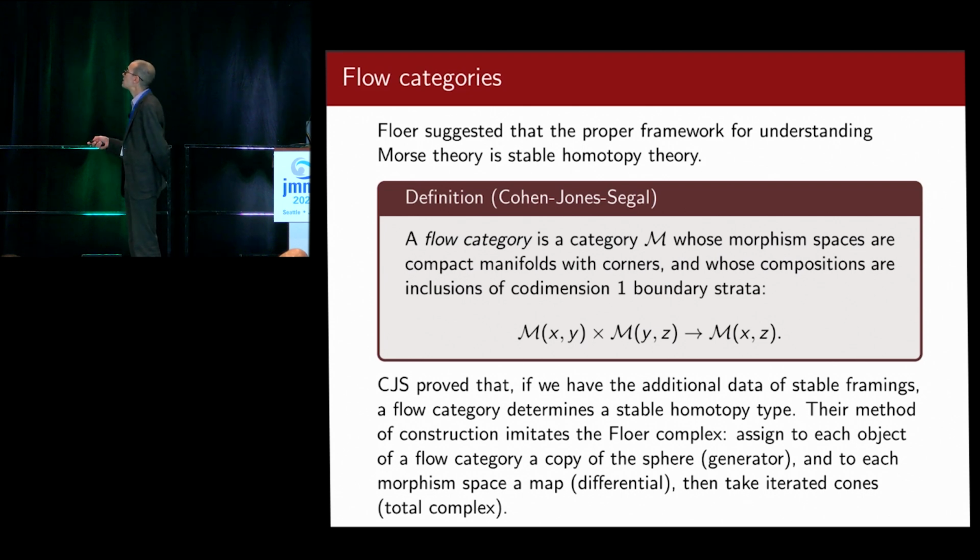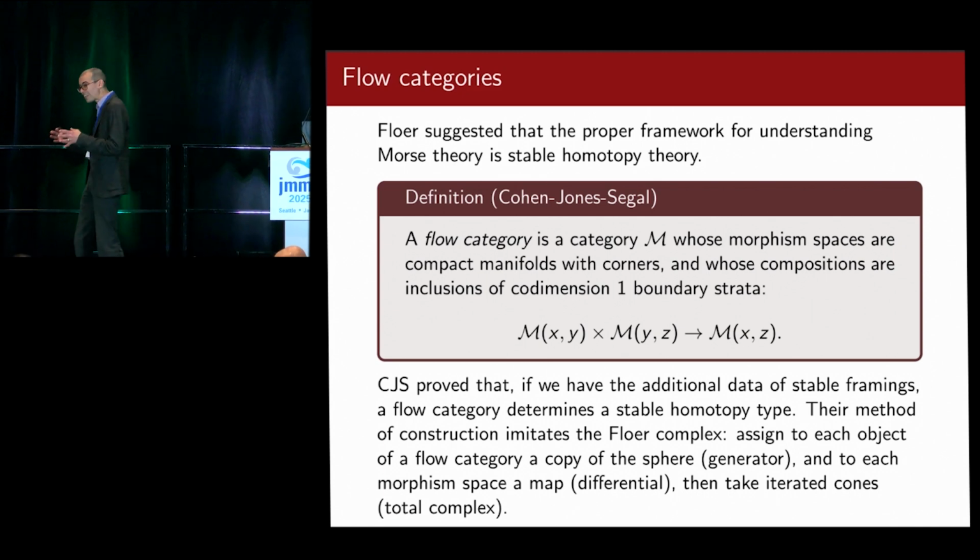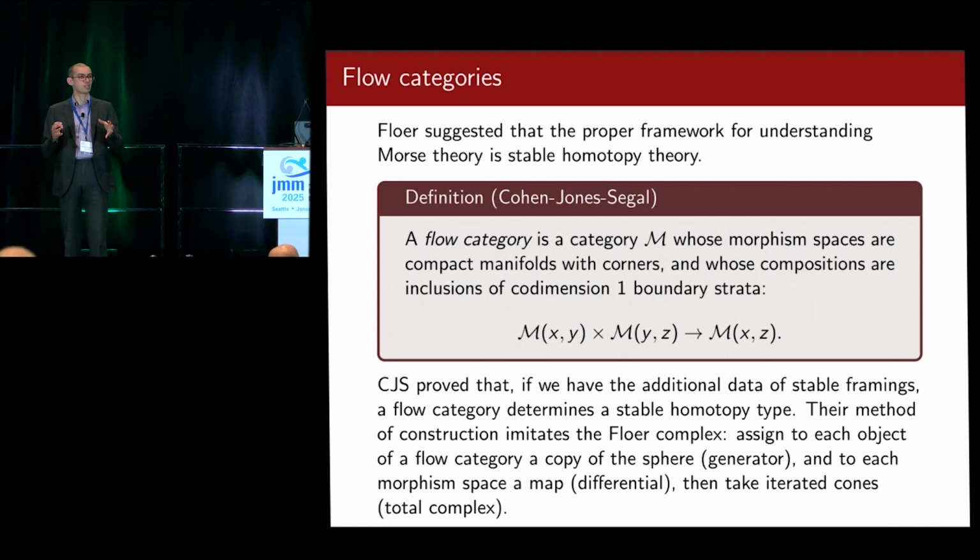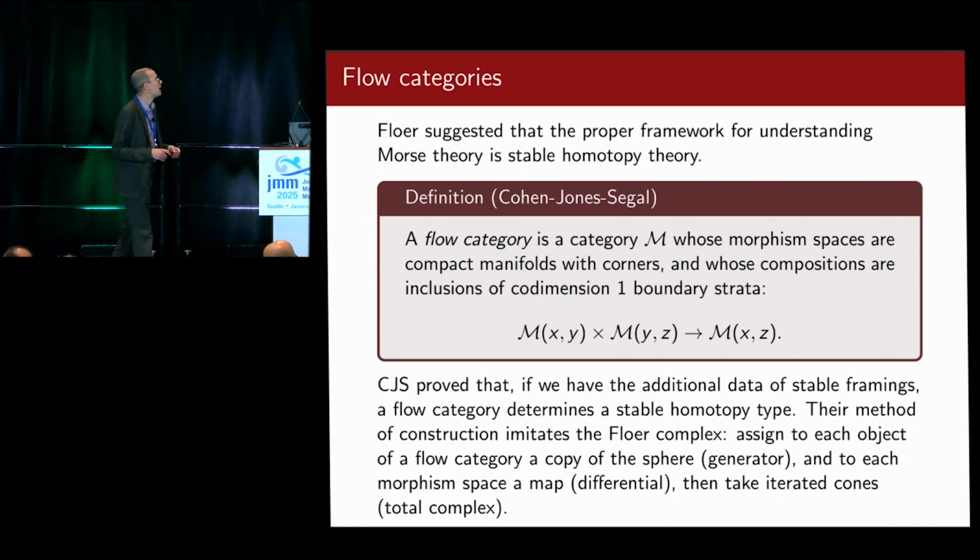Okay? So this is a bit of a mouthful. What they tried to do is find some abstract framework which encapsulates the information contained in Morse theory. And the abstract framework is slightly categorical. So what they say is we should have a notion of a flow category. This is a category where the morphisms are compact manifolds with corners.